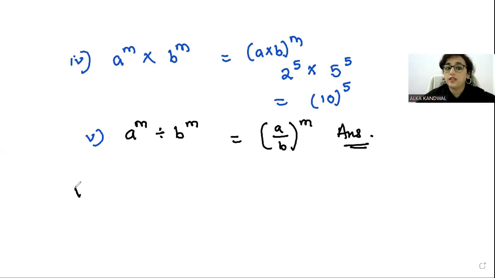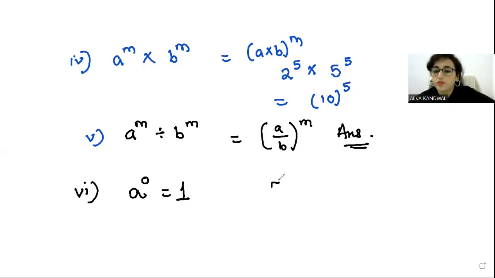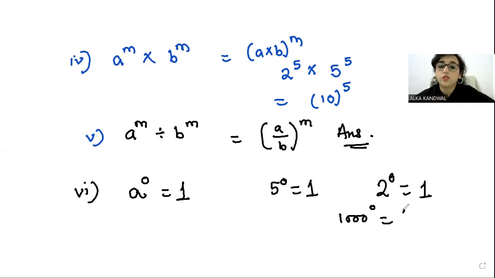So this is the other law of exponent, and the sixth one is any number to the power of 0 is always 1. If I say 5 to the power of 0, its value will be 1, and 2 to the power of 0, its value will be 1, 1000 to the power of 0 is 1. So this is another law of exponent. So these laws you have to remember.